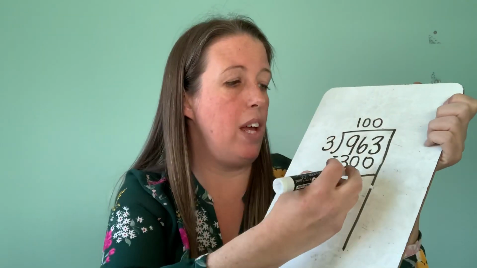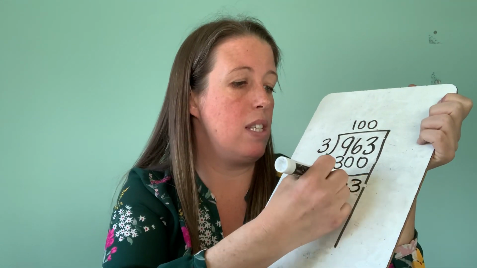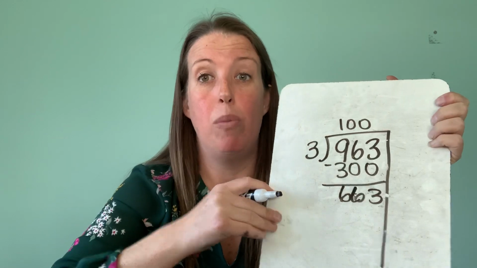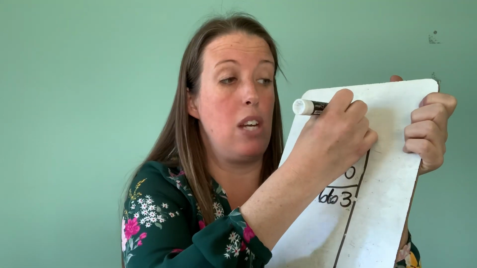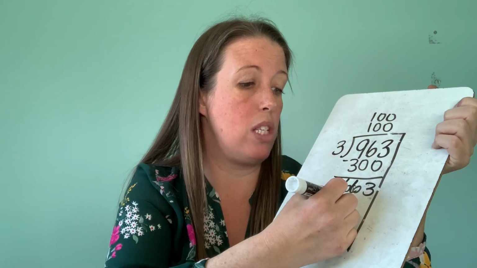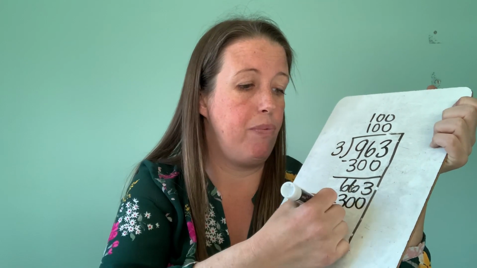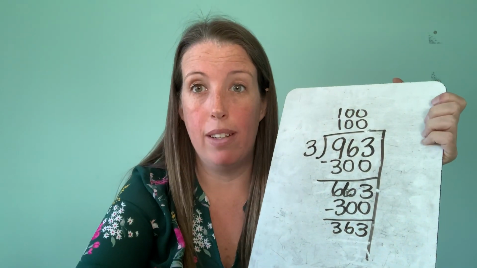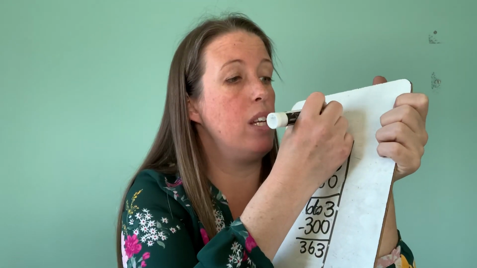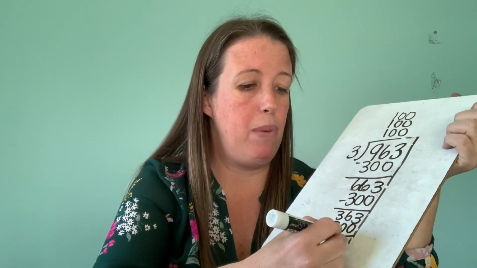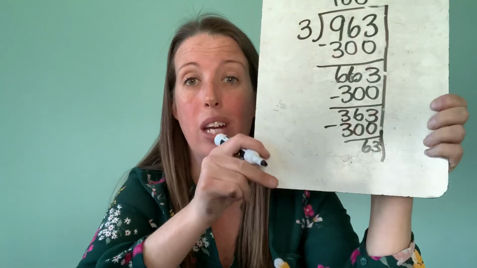What do I still have left? 663. Well, I'm going to take away 100 again because I know I'm comfortable with that fact. I know that 3 times 100 is 300. And now I'm left with 363. I can take away another 100. And now I'm left with 63.